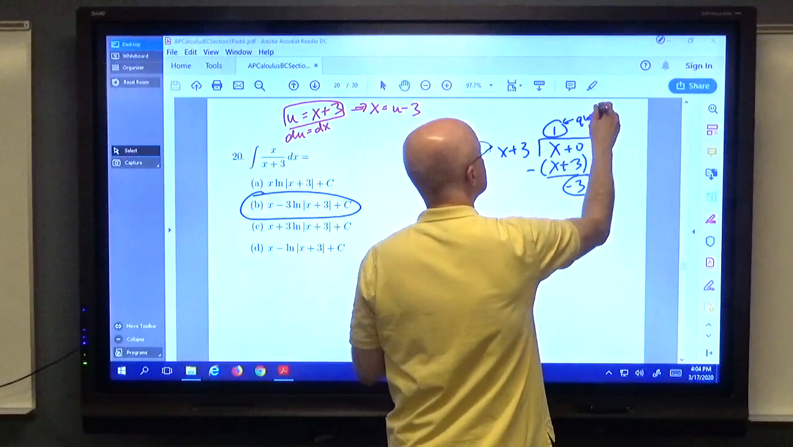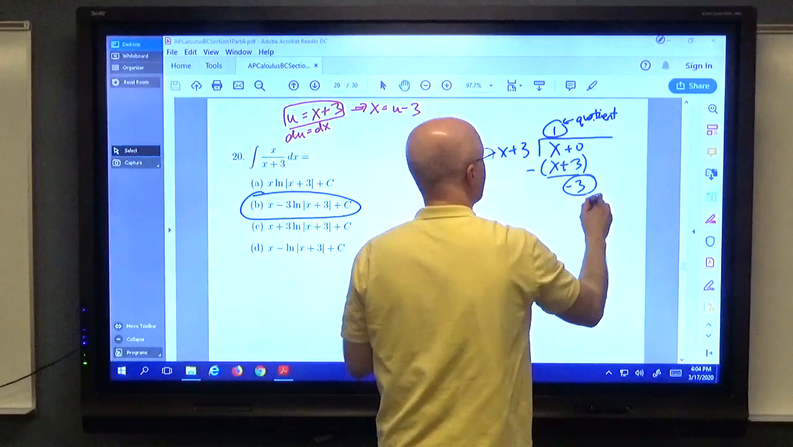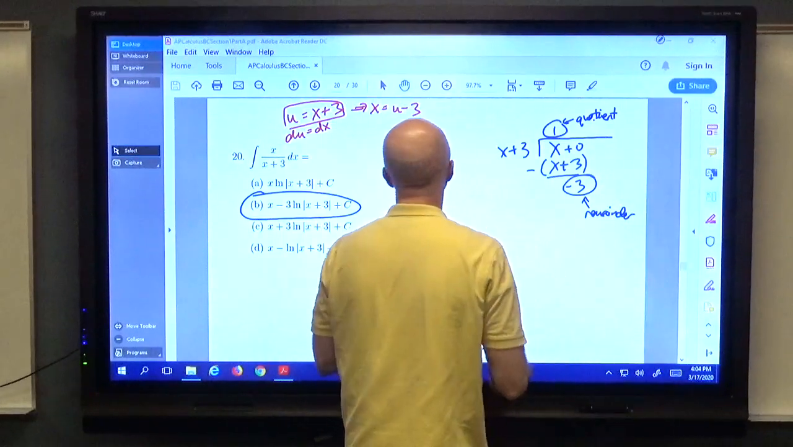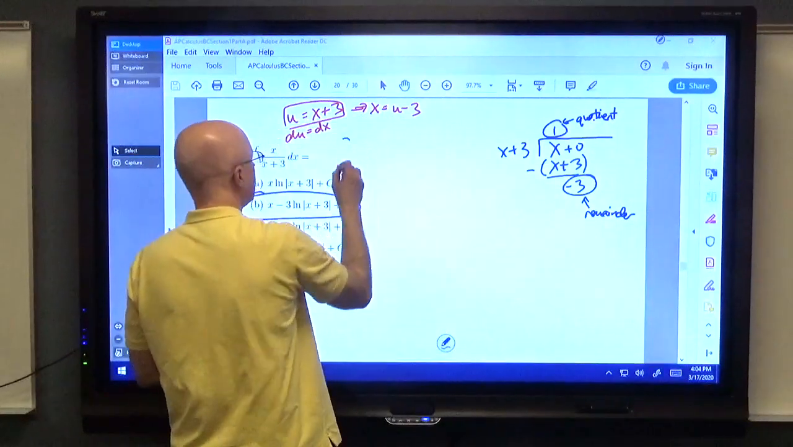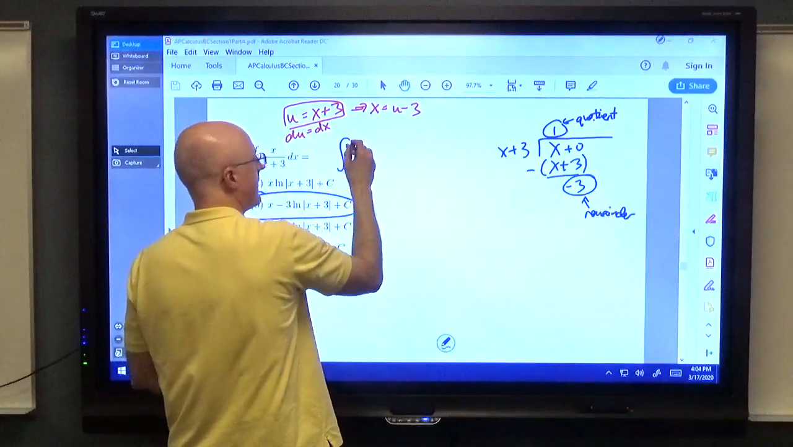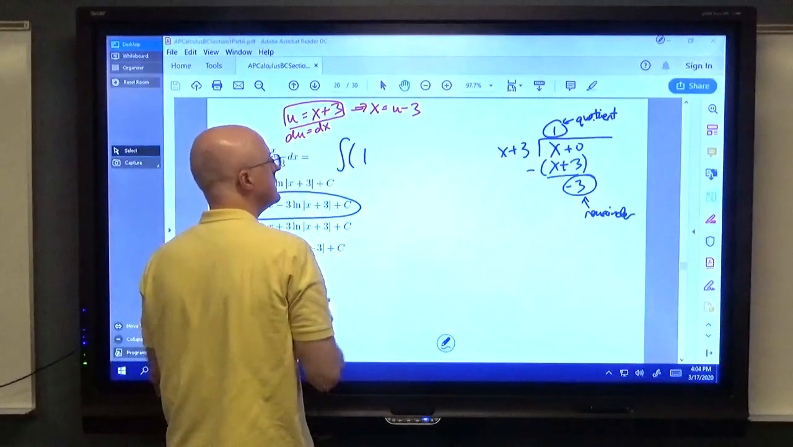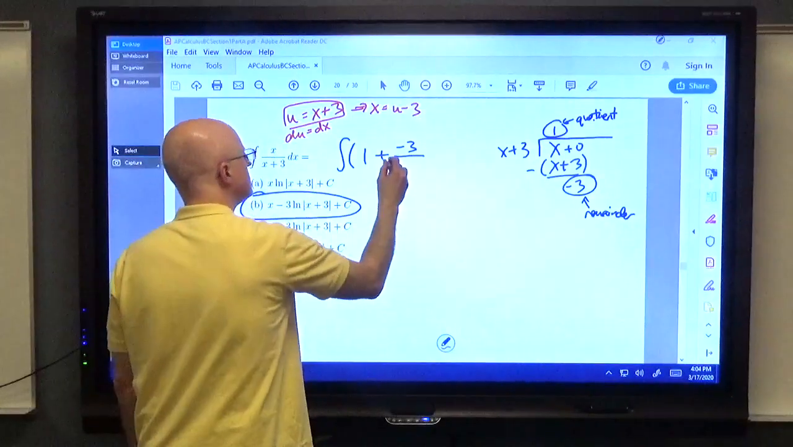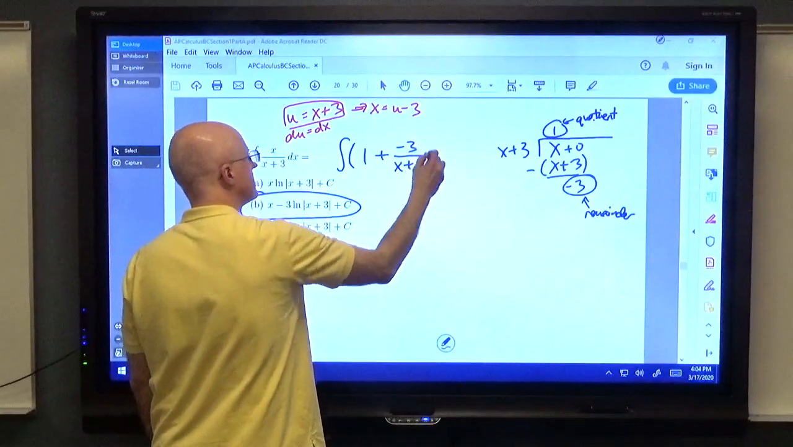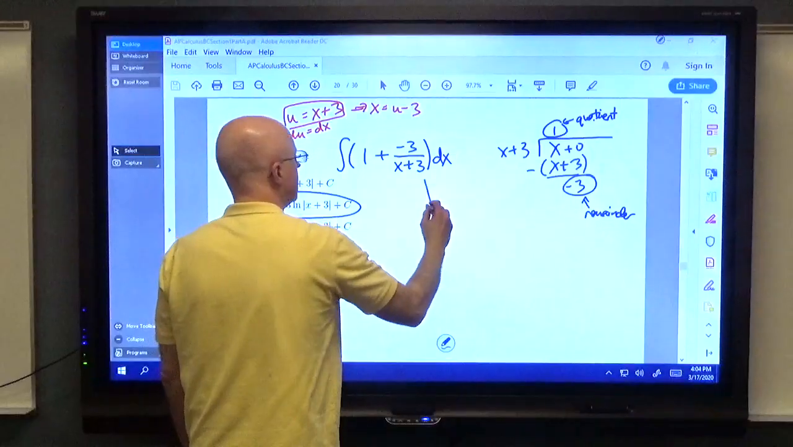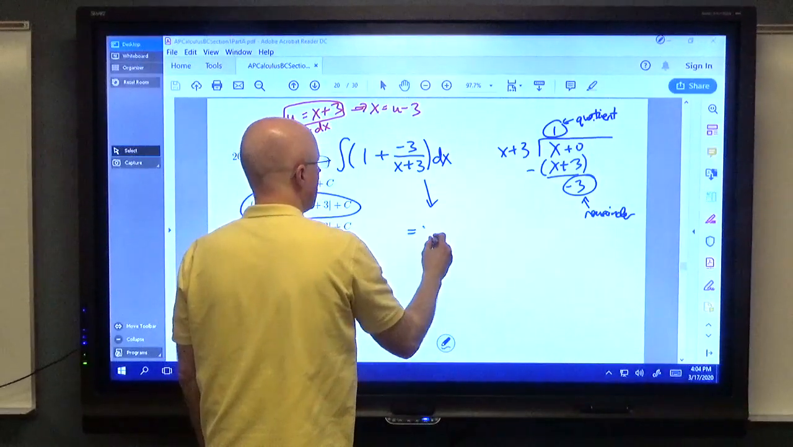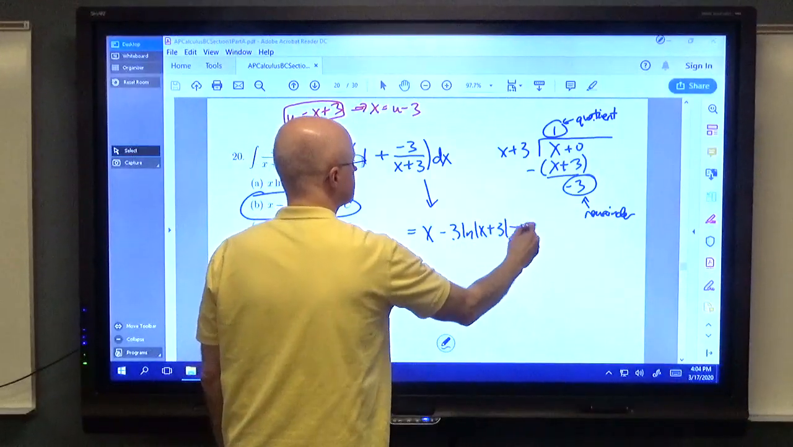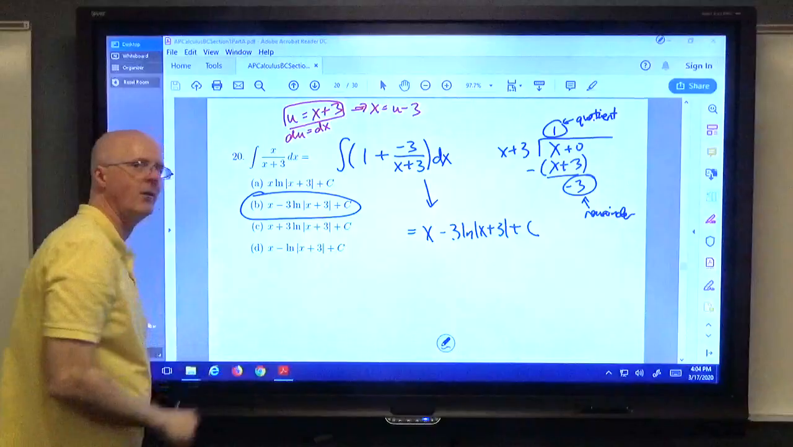Quotient, remainder. And what this means is the integrand function can be written as the quotient 1 plus the remainder negative 3 divided by the original thing we were dividing by, x plus 3. Integrating that as is now gives you x minus 3 natural log of the absolute value of x plus 3 plus c. Choice B right away.